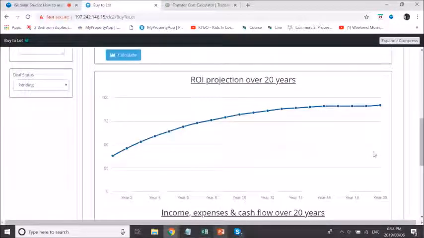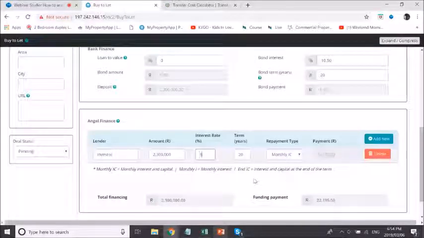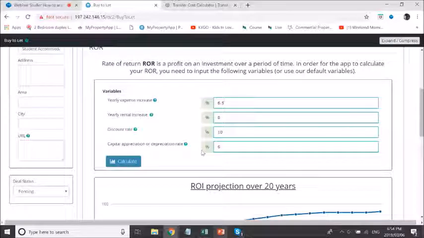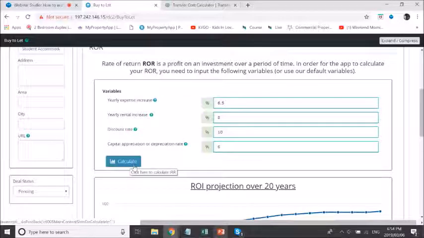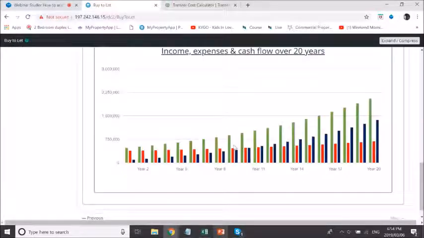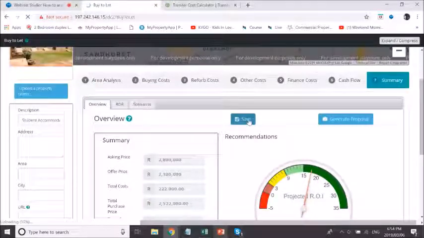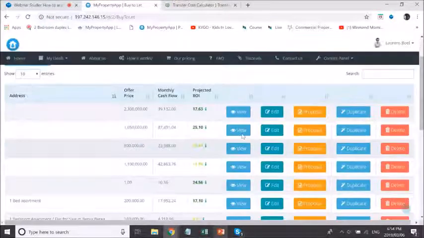If I actually go back to finance costs here, I'll reduce this, I'll make it 8% over 15 years, then what you'll see with your rate of return, if we recalculate it, okay, calculate, doesn't seem to be speeding up. Let me save this quickly. Sorry guys, I know I'm playing around a little bit here. But what I've just done there is I wanted to show you that once you've paid off a portion of your loan, it'll give you a better return.